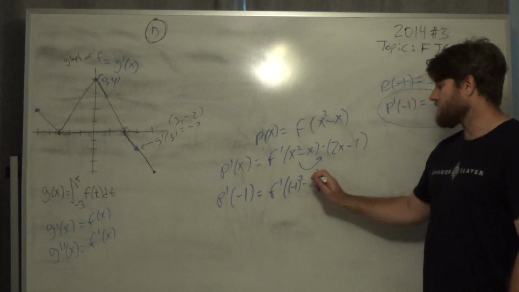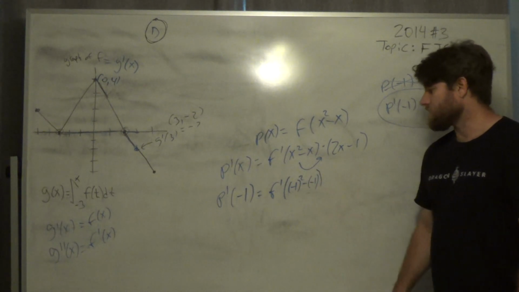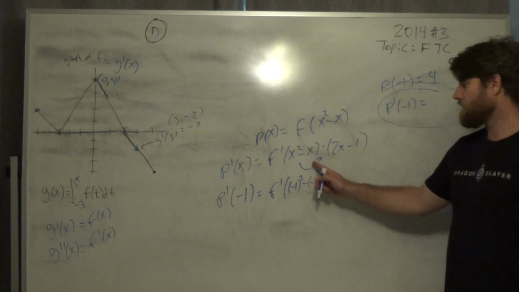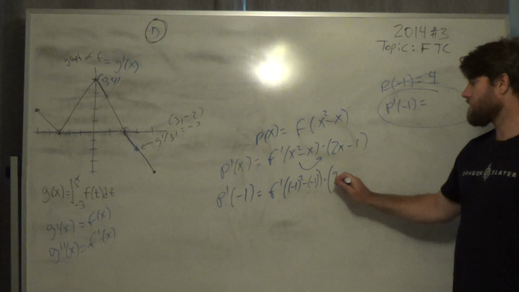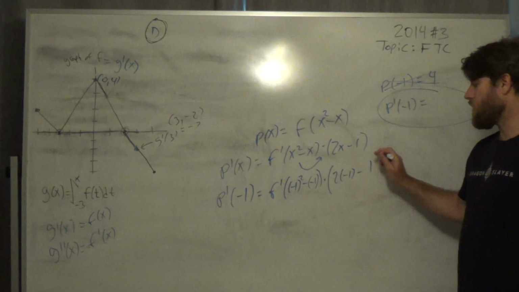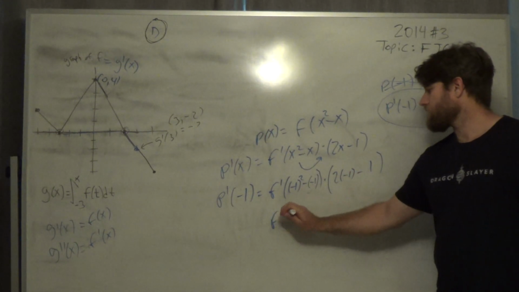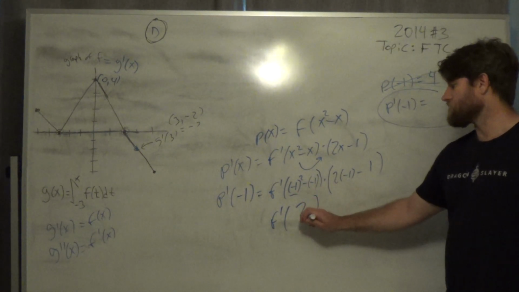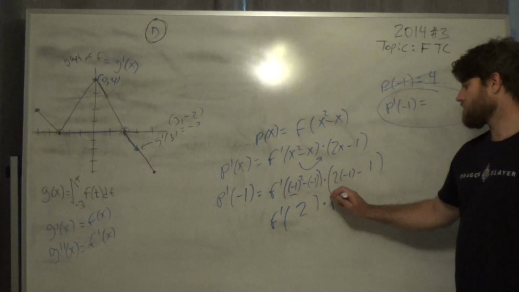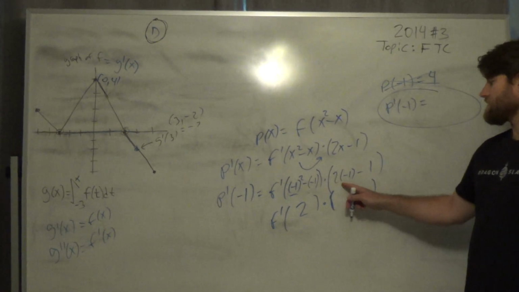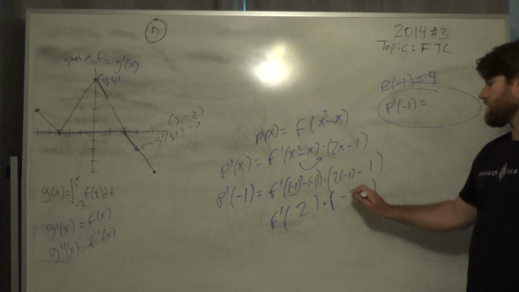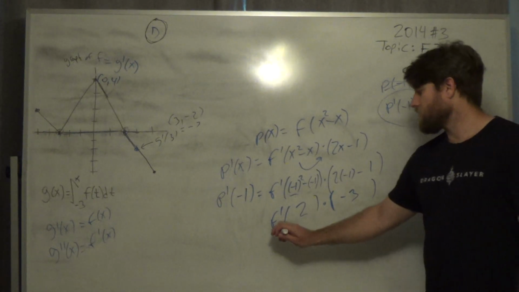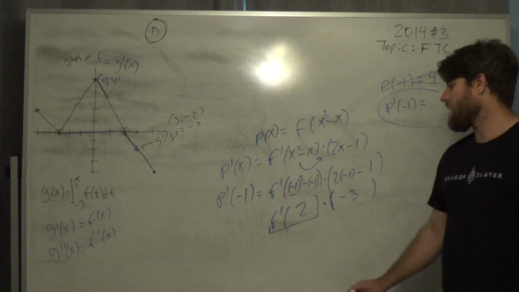I'm plugging in negative 1. I do not know why I was plugging in the wrong thing. So that's a negative 1, that's a negative 1, that's a negative 1. Okay, so we get f prime, this is 1 plus 1, which is 2. And then over here, this is negative 2 minus 1, which is negative 3. So we need to know what is f prime of 2.